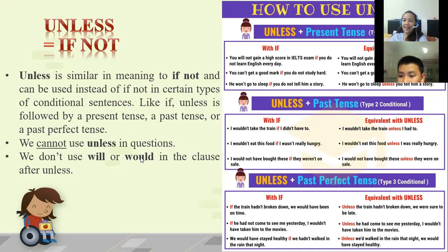Next to that, how about the unless version? I wouldn't take the train unless I had to. I wouldn't eat this food unless I was really hungry. I would not have bought this unless they were on sale. So to make your sentence a complicated one, but the same as if, you can use unless. Before we go on, look at the sentences: I didn't, I wasn't, they weren't, I had to, I was. They are all in past tense.